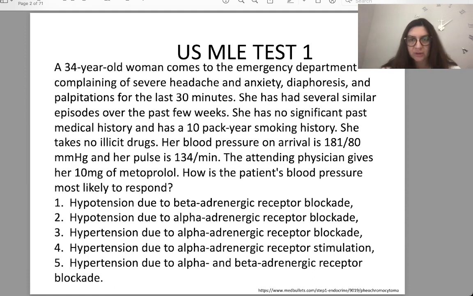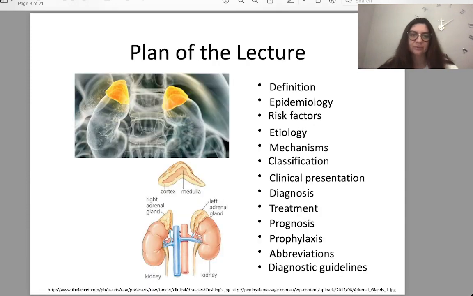Who knows this effect? It is ideally something about adrenal gland disorders and about pharmacology. Those who don't know the answer, please be attentive during the lecture. You should find it in our material.